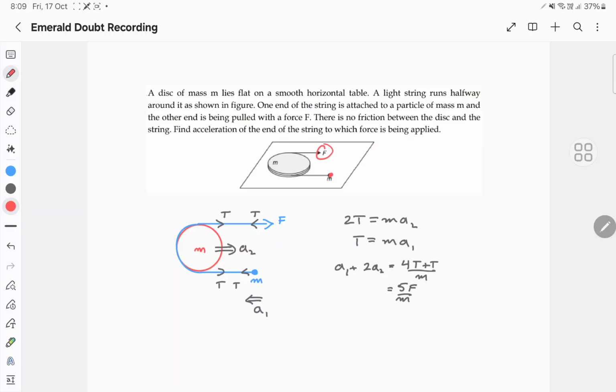So safely we have the tension in the string all around the same. Find the acceleration at the end of the string to which force is being applied. So you have to find the acceleration of this part.